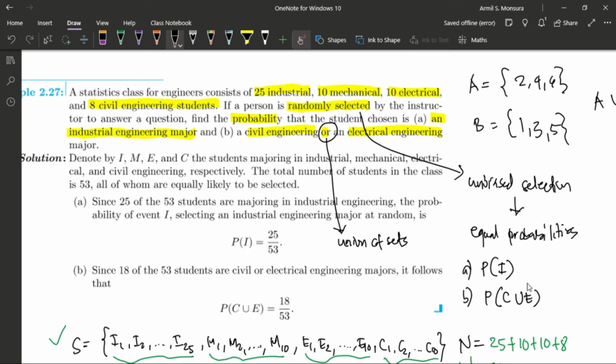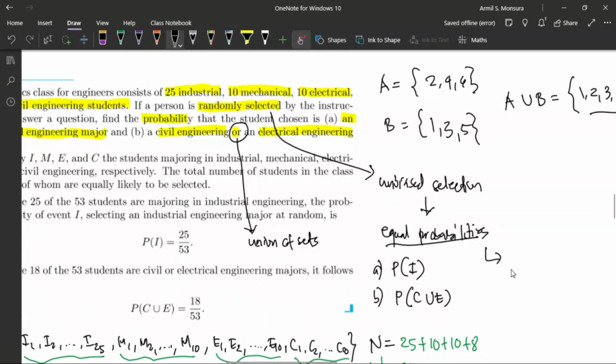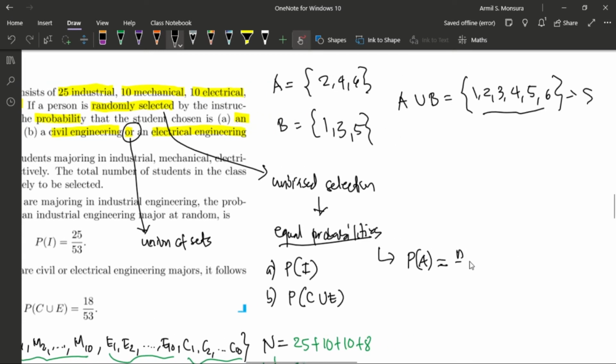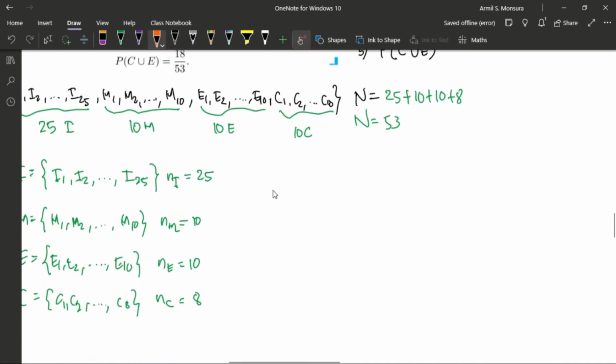Okay? And again, if this is the case of equal probabilities, we can use the rule that the probability of event A occurring is the ratio small n over big N. Okay? So, ayun. In this case, para masagot natin yung unang tanong, which is the probability that an industrial engineering major student will be called, then we can simply have the small n over big N ratio, which in this case is small ni over big N. So, here we have 25 over 53 as our probability for an industrial engineering major to be called to answer the question.